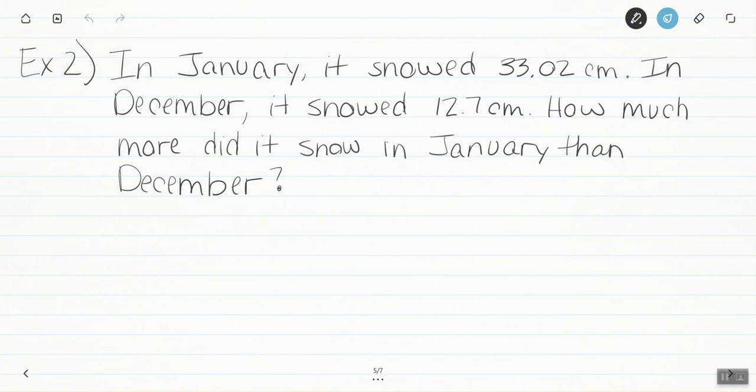In January, it snowed 33.02 centimeters. In December, it snowed 12.7 centimeters. How much more did it snow in January than December? I'll read it again. In January, it snowed 33.02 centimeters. In December, it snowed 12.7 centimeters. How much more did it snow in January than December?